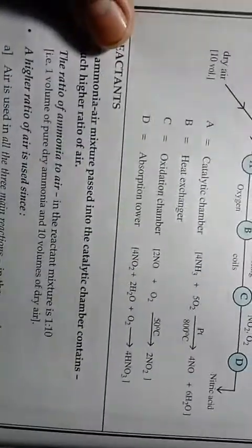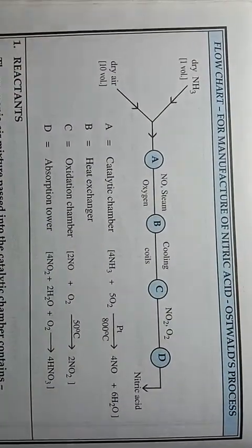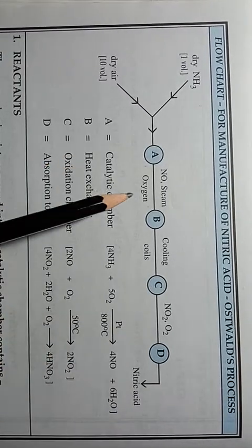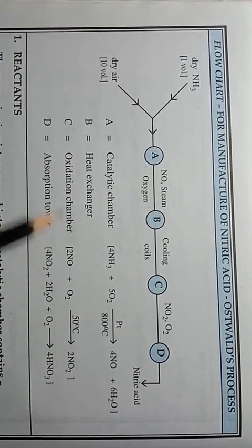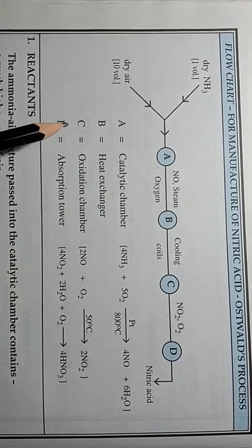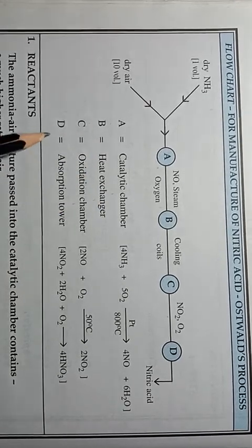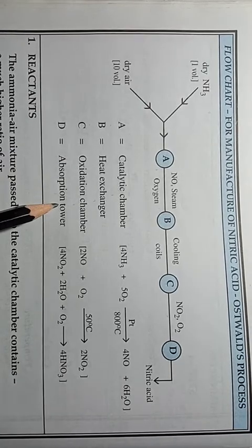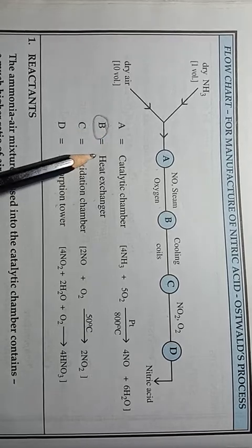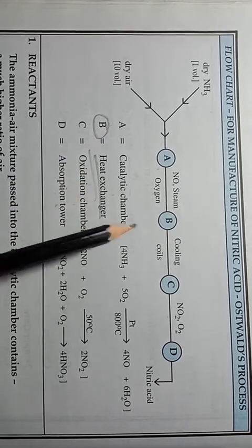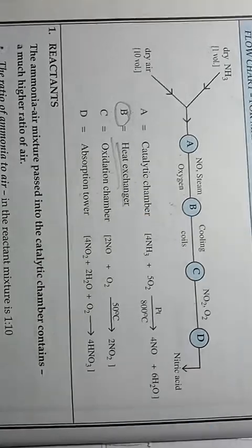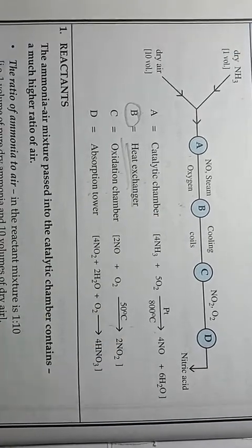Okay students, this flow chart is given for the Ostwald's process. So A, B, C and D, four steps are given. A is the catalytic chamber, B is the heat exchanger, C is the oxidation chamber, and D is the absorption tower. Okay students, the B chamber is additional here, shown from the last diagram. And the related reactions are given here.